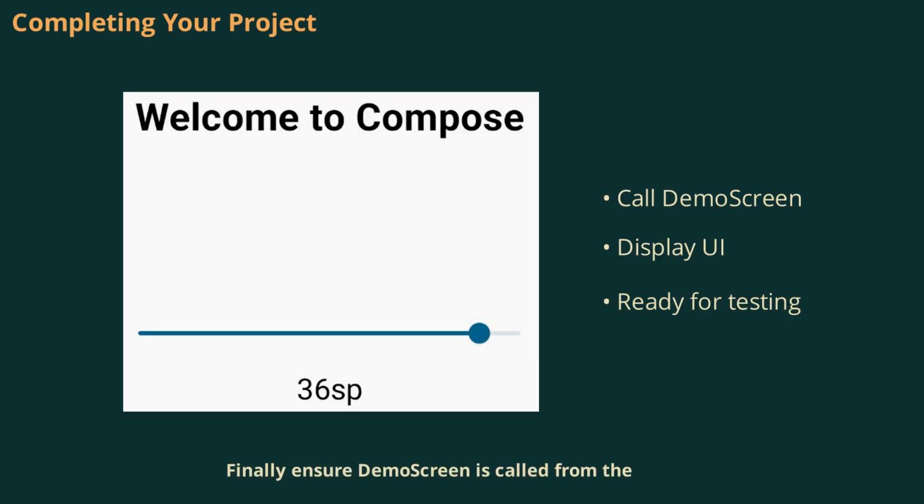Finally, ensure demo screen is called from the surface composable in main activity's onCreate method. This displays your UI when the app runs on a device or emulator. You've now built a simple Compose app with interactive elements and state management, ready for further development.